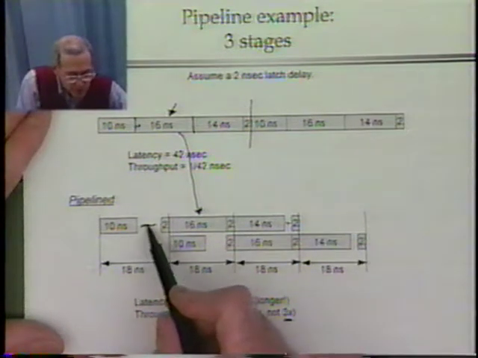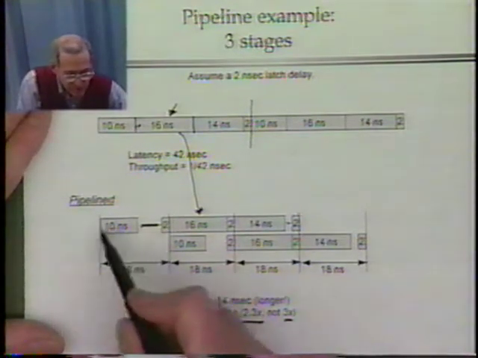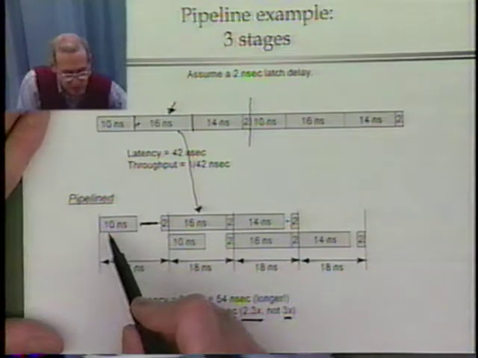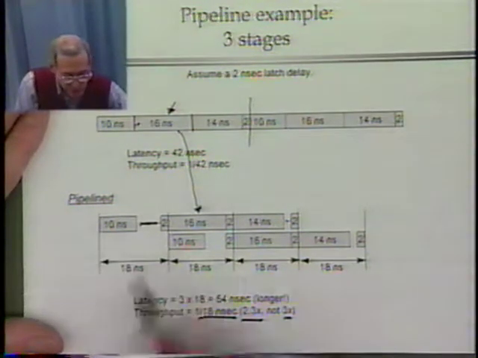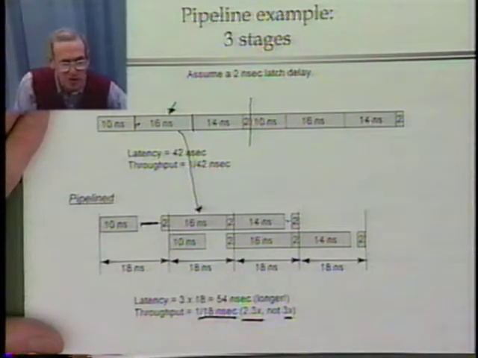By the way, what's happening during this time? This time after the 10 nanoseconds of stage 1 used until the end of that cycle, what's going on?